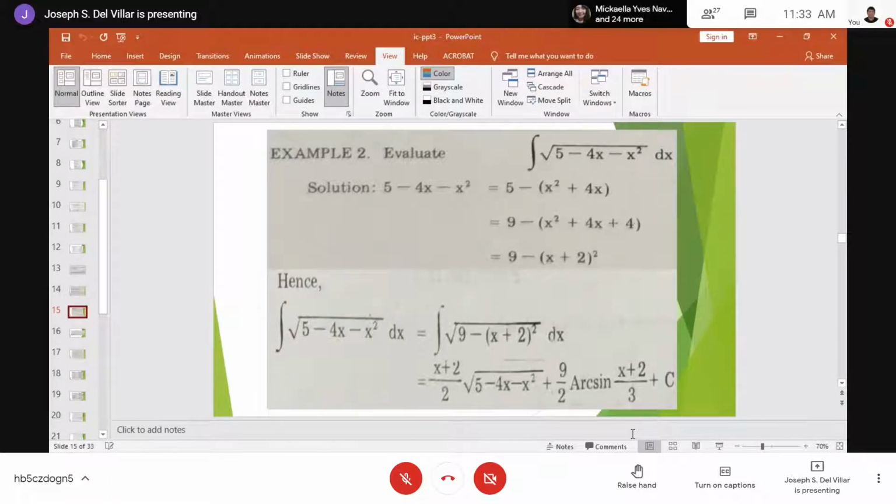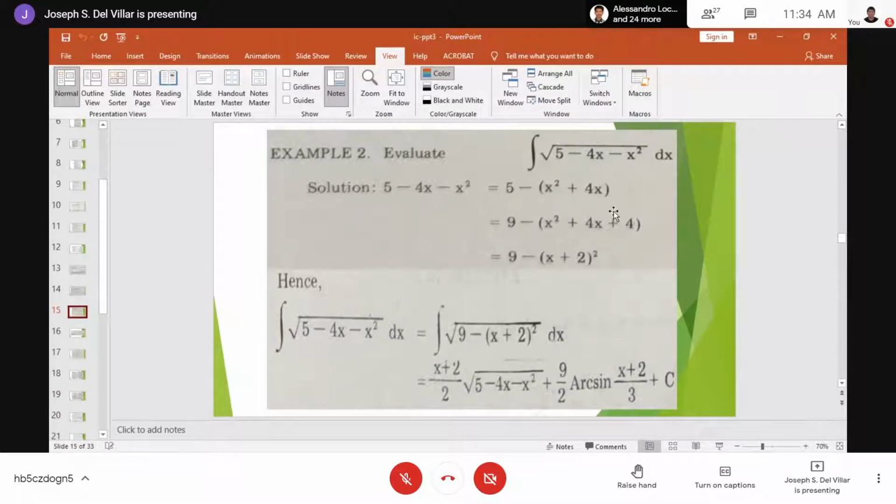You cannot reduce that anymore to lowest term. Okay? Any question dito? So take note dito, no? So you have to go back to your algebra. See to it that you review the balancing of squares. Okay? Or the, what do you call that?